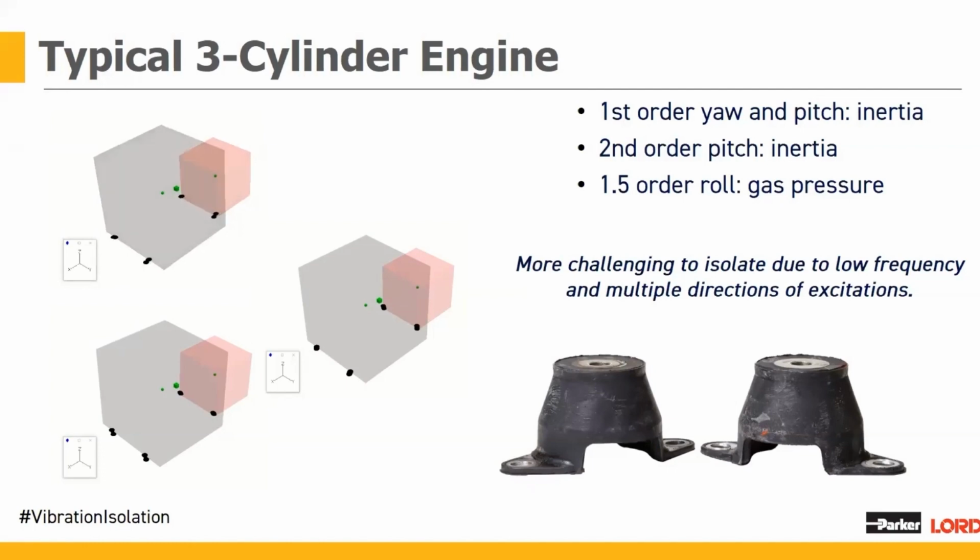These tend to be the most challenging to isolate just due to the complexity of the low frequency and multiple directions of excitations. So you can see in this illustration, the 3 things that we look at most common for a typical 3-cylinder engine is the pitch and yaw, which are usually inertial imbalances, as well as the second order roll gas pressure. So those are rolling about the x-axis. You can see there's a number of different rotations and modes that we're looking at. We treat each one of those separately in order to isolate and make sure that the isolation path through each one of these modes is taken care of.